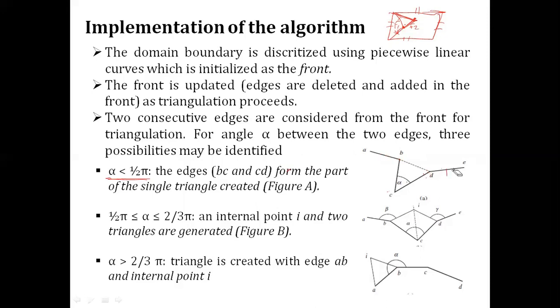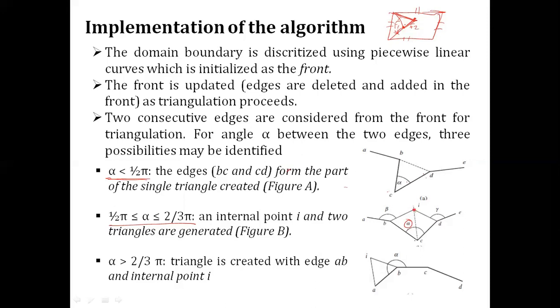The second scenario is when the value of alpha is 90 degrees or greater than 90 degrees, but less than or equal to 120 degrees. In that case, it is not possible to create a triangle by simply joining, because the surface area will be huge compared to an acute angle triangle. So what they said was, in this case, you need to introduce a seed point.